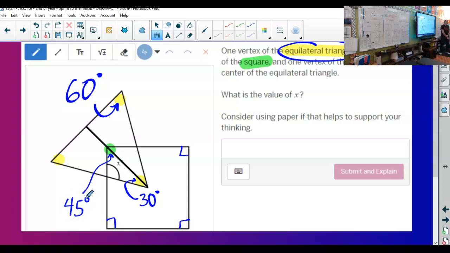Y'all see it now? Like Dr. Smith says, if you don't know what to do, draw a line. Fill in an angle. Do anything. Drawing that line is like the linchpin that they're like, oh, I'm done. I have a different method.